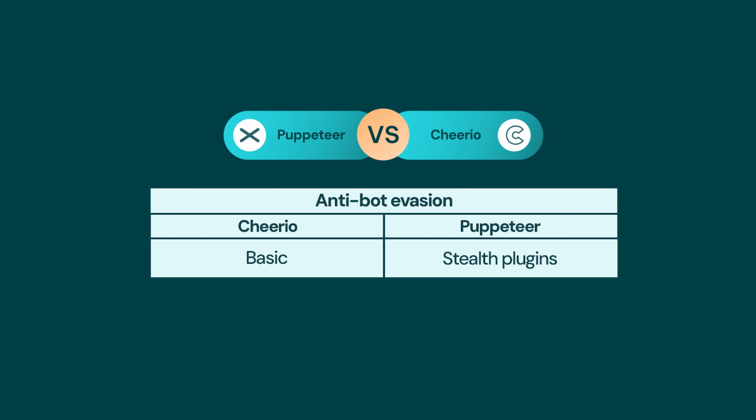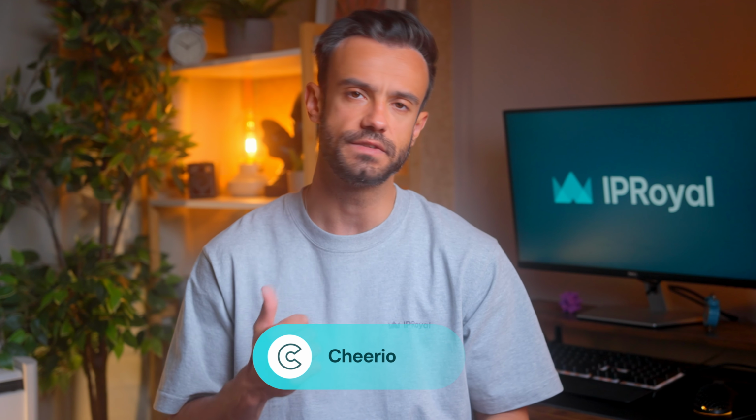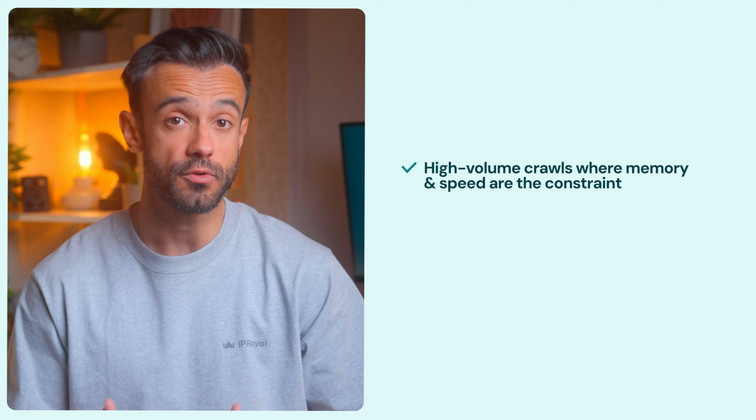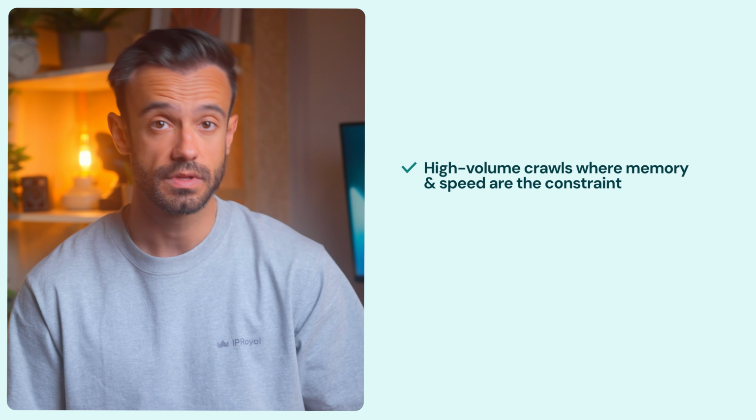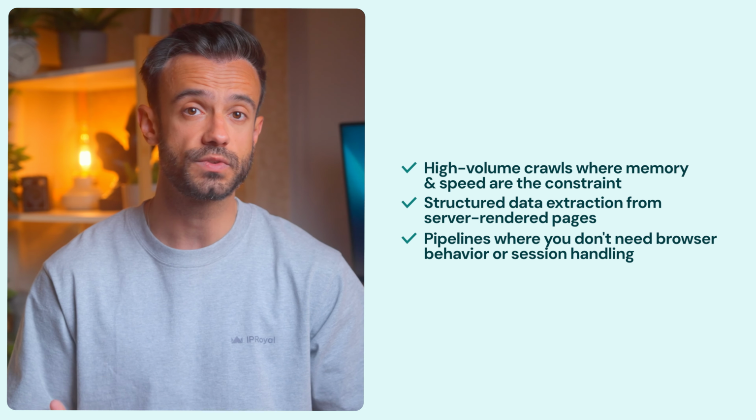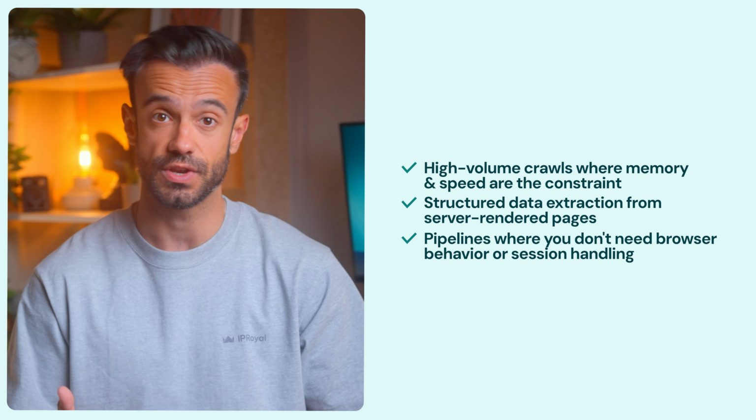So when should you use Cheerio and when does Puppeteer make more sense? If view source has your data, Cheerio is the right call. It's fast, lightweight, and doesn't need a browser to do the job. Use Cheerio for high-volume crawls where memory and speed are the constraint, structured data extraction from server-rendered pages, pipelines where you don't need browser behavior or session handling.